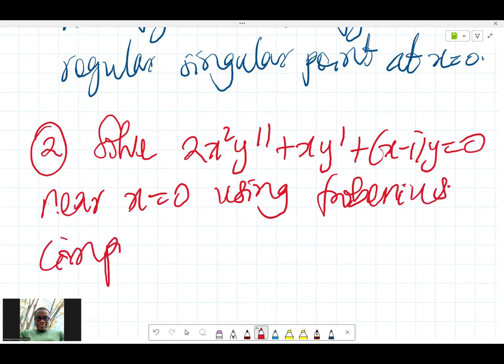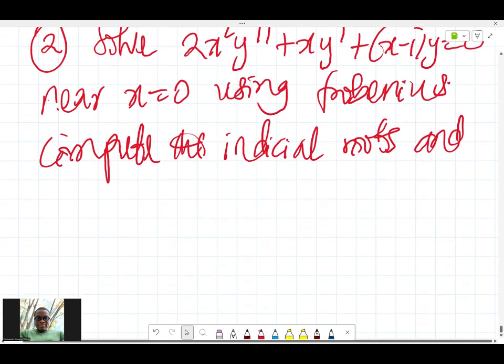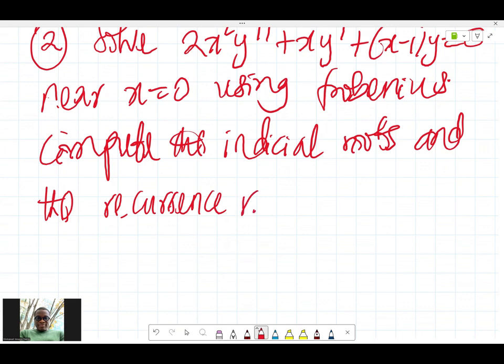Using Frobenius, compute the initial roots. Just like in the case we just did, the initial roots are 0 and 1. Compute the initial roots and the recurrence relation. The recurrence relations are the an plus 1 and all the rest. And the recurrence relation will not be an plus 1 in this case. Just follow what you get.